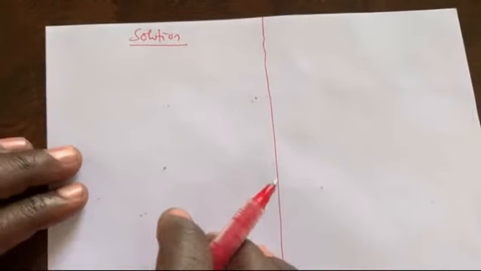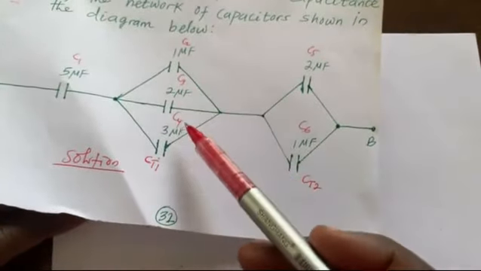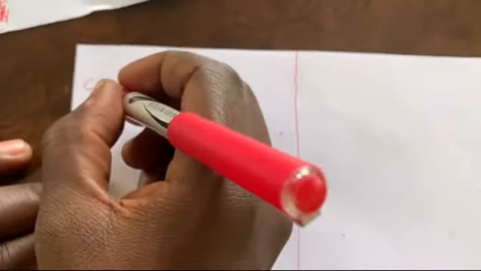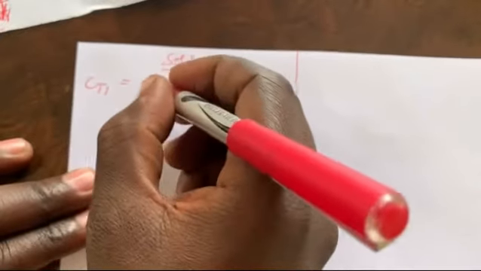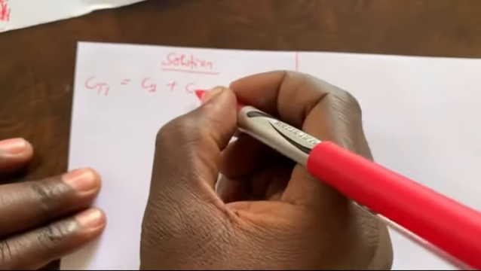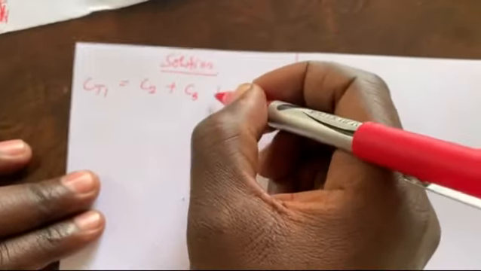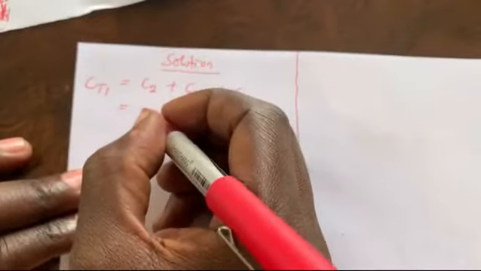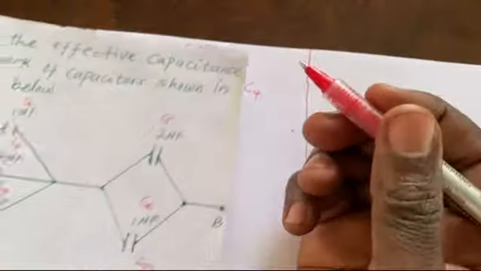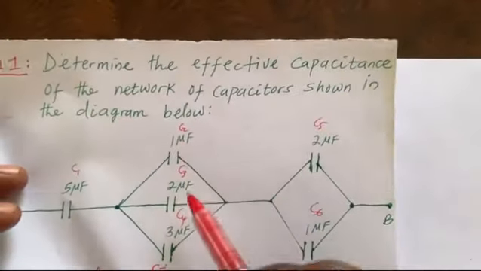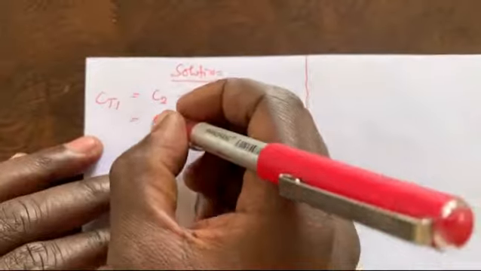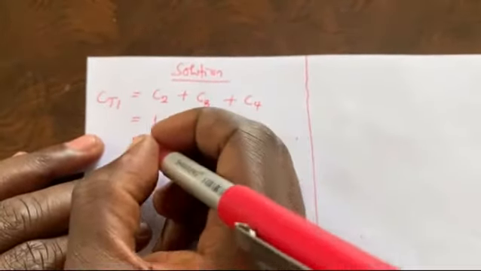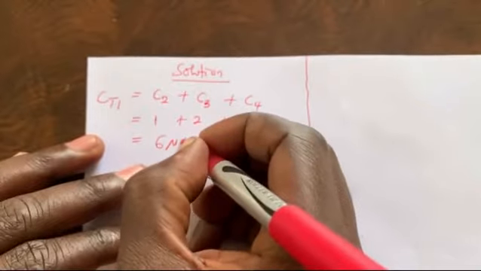Okay, we will now say, look at C2, C3, C4, they are connected in parallel, so C sub T1 is equal to C2 plus C3 plus C4, because they are connected in parallel. So we just add them. Look at it here, let me bring it closer. You see, this is 1, this is 2, this is 3. So we are going to say 1 plus 2 plus 3, and this will give us 6 microfarad.